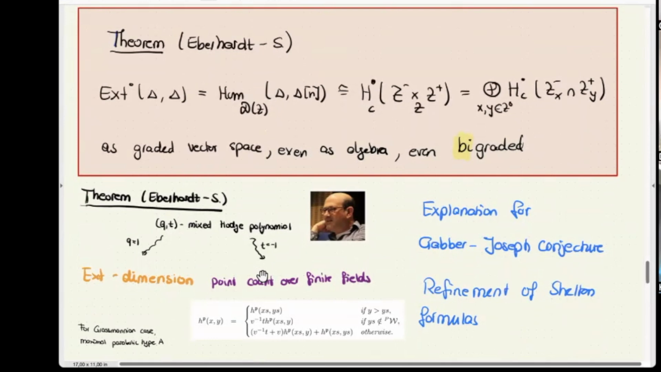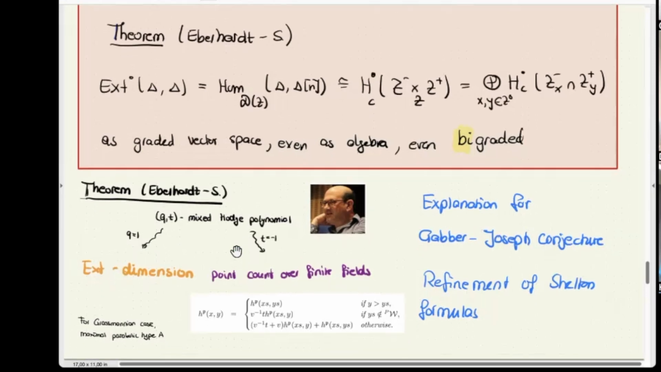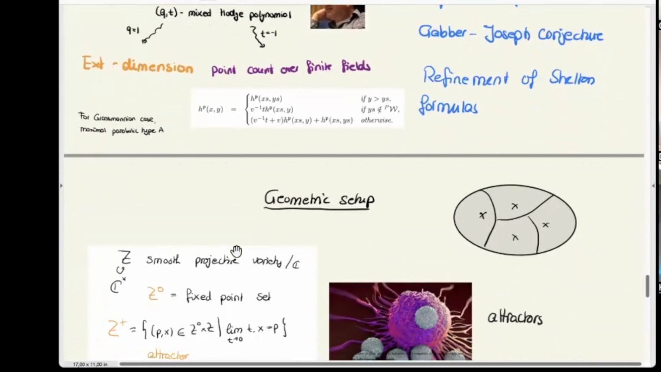And the fact that these two things are not the same for these varieties is explaining the failure of this Gabber-Joseph conjecture. So also it refines the formulas for the dimensions of Shelton. And so in general, one often has the situation that in mixed Hodge structures, these two polynomials agree. But here the situation is just not so nice. And so Gabber had in principle the correct intuition, but was slightly off.